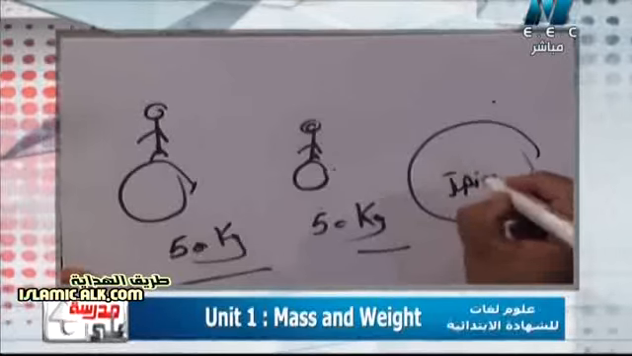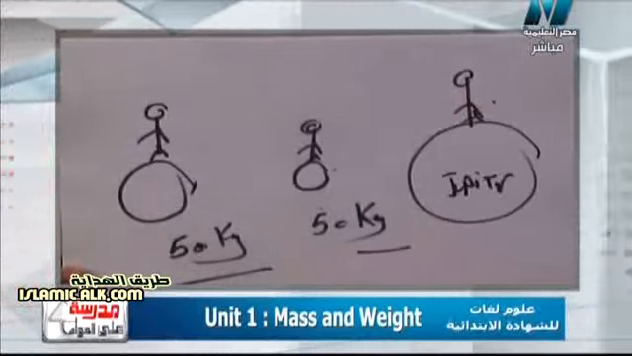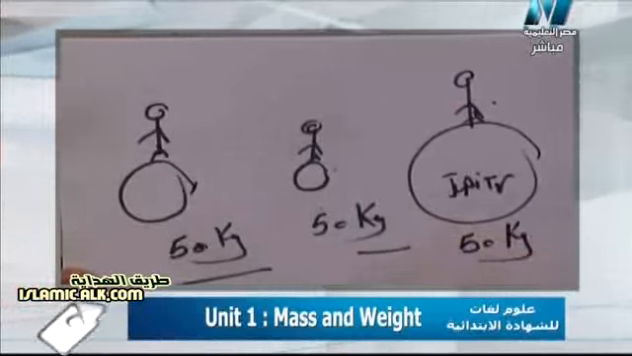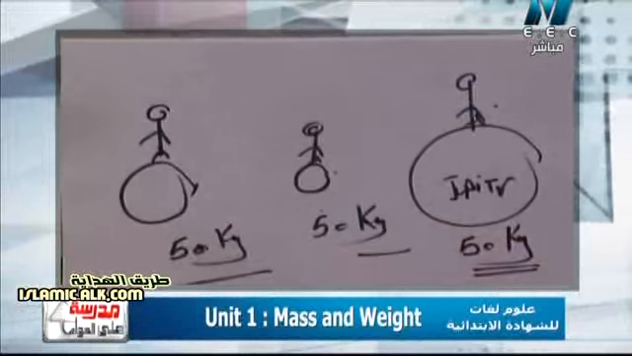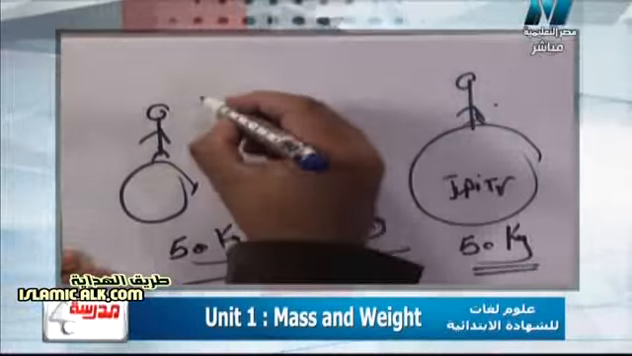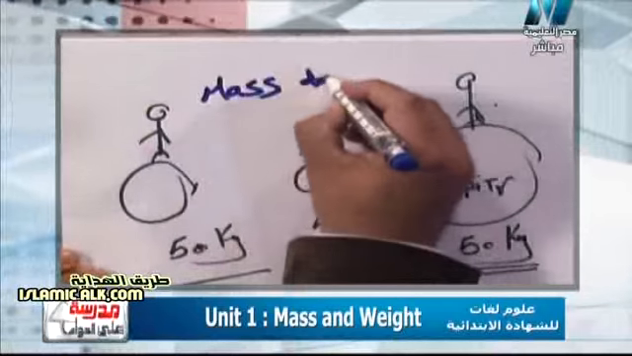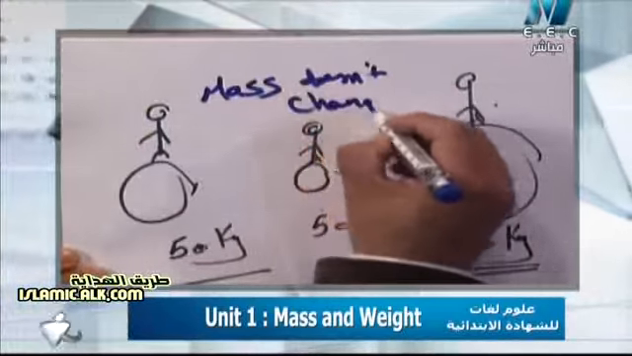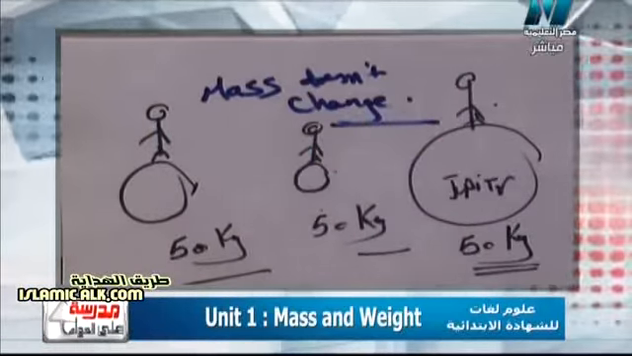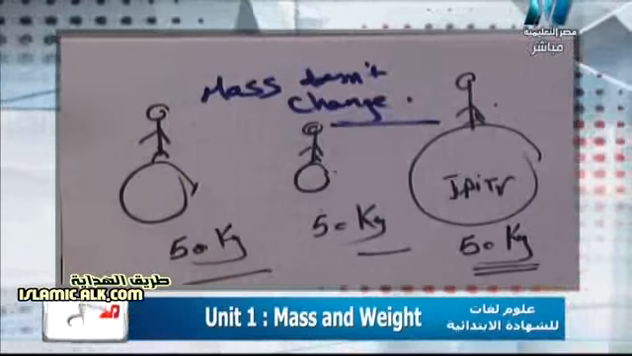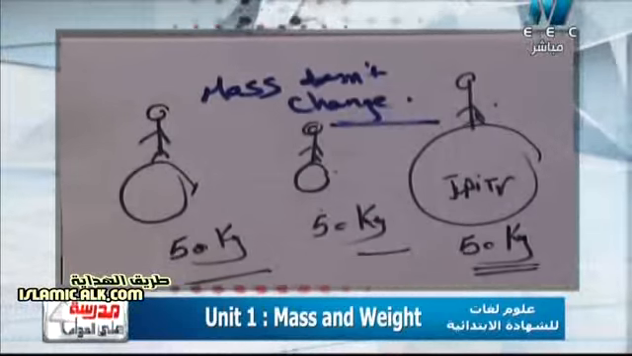So again, if this person moves to another planet, imagine something like Jupiter. We know this planet, Jupiter. Okay, the same person will have a mass also of 50 kilograms. So again we can summarize this property by saying that mass doesn't change by changing the place. That's a very important point, a very important property in the properties of mass.